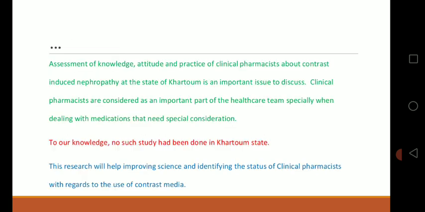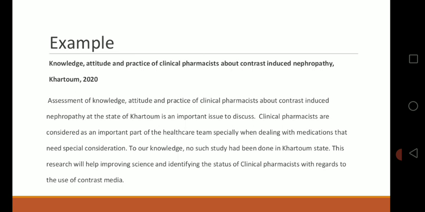طيب نحن كتبنا الجابس in knowledge لغاية ما قلنا to our knowledge أنه in Khartoum state there is no such study. طيب نحن وقفنا هنا تاني أضفنا أنه we said that this research will help improving science and identifying the status of clinical pharmacists with regards to the use of contrast media. تمام. ده هنا أنا I mentioned the benefits of my research. يعني my research هيخدم المجتمع، وده المجتمع ككل أو المجتمع الطبي أو addition to knowledge أو change of practice. المهم the benefit of my research هي شنو؟ I mentioned the benefit of my research. جينا والله this third part مكتوب كده، معناته this justification paragraph is well detailed and acceptable.